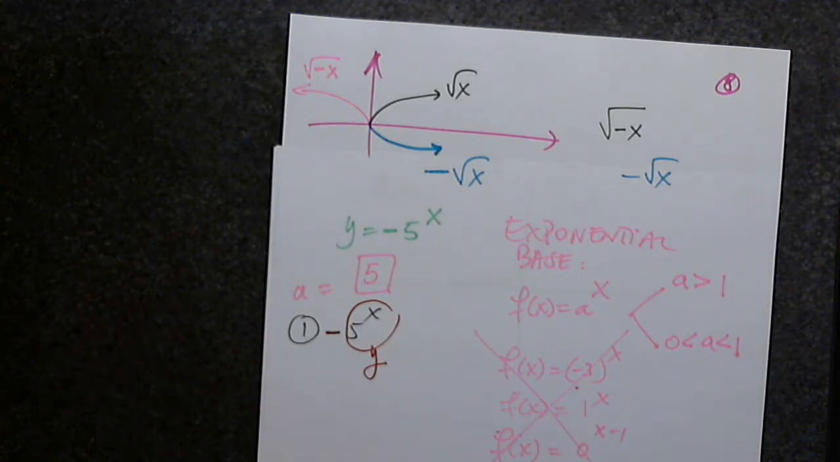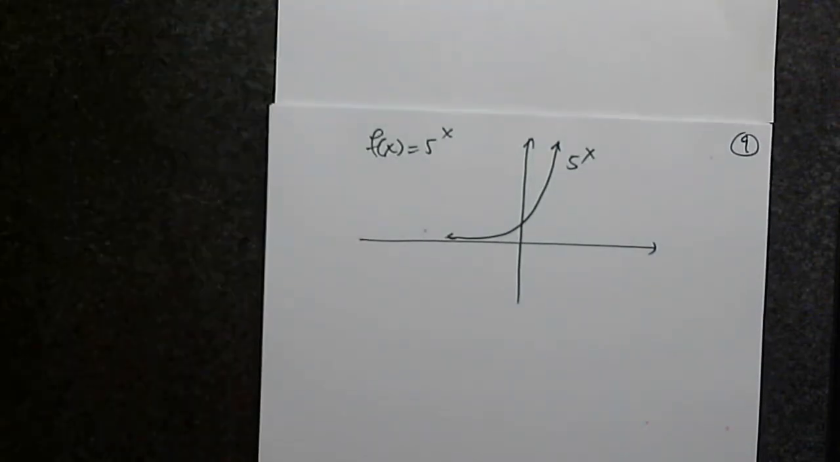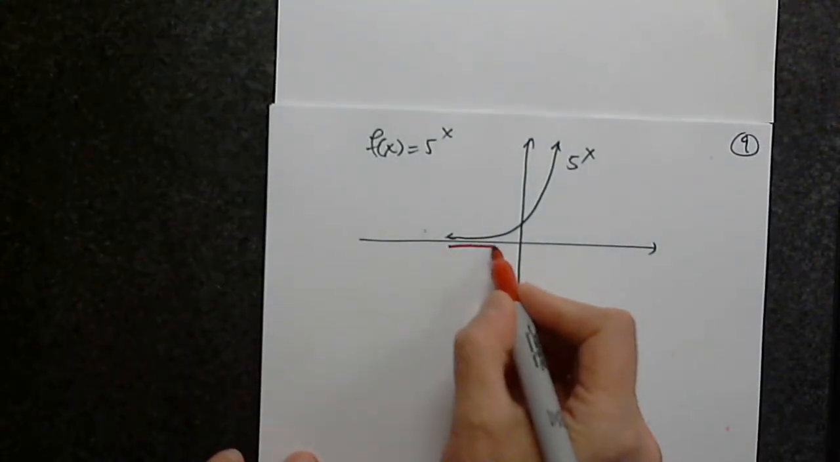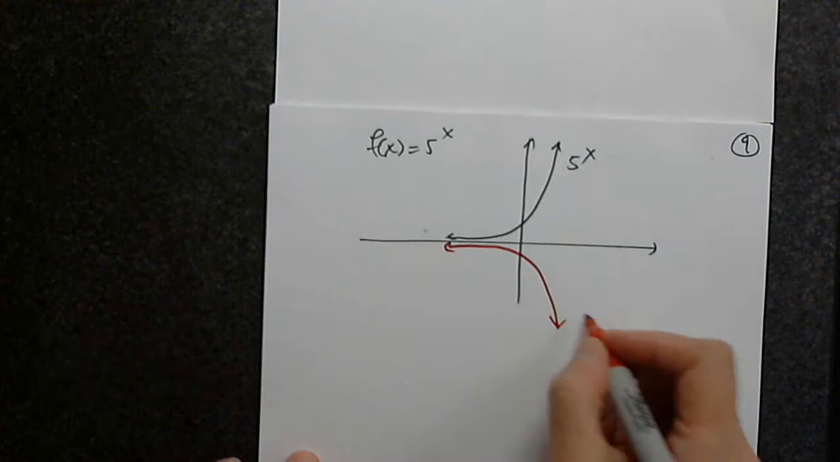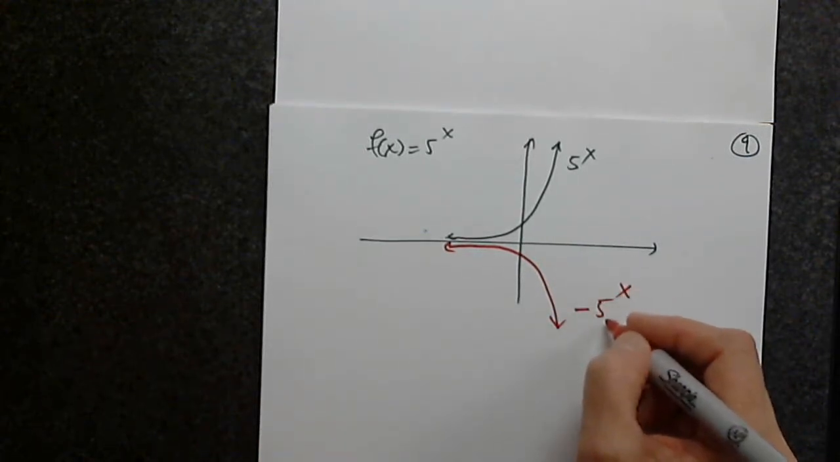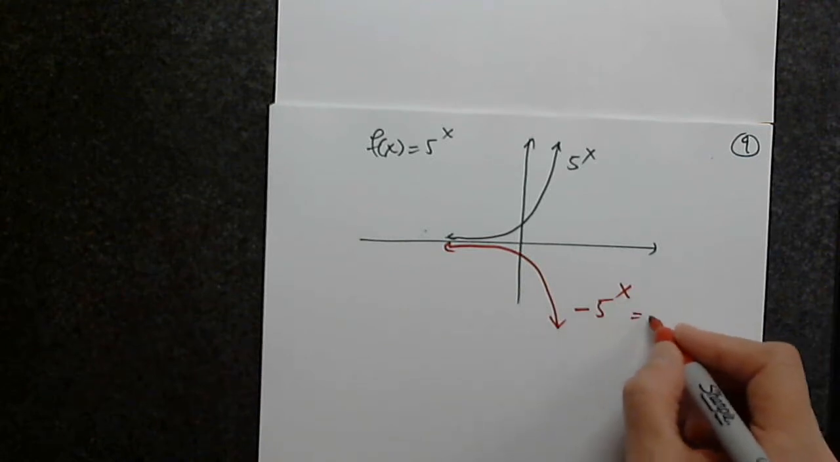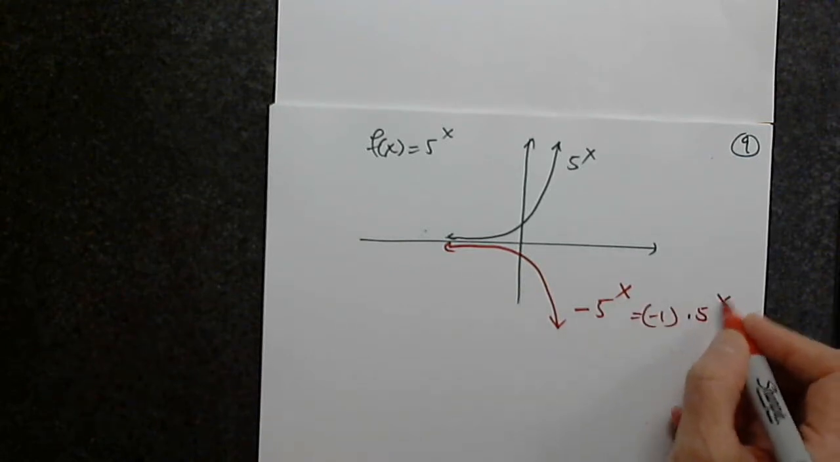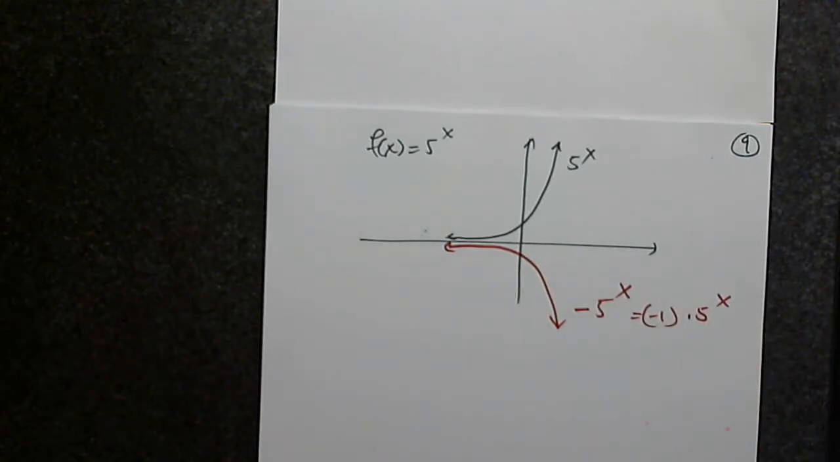If it touches the x, if it touches the y. Right? So it's a reflection with respect to... this is negative 5 to the x. Notice that this is not in parentheses, which means this is negative 1 multiplied by 5 to the x. It has nothing to do with the base. It's just a number outside.